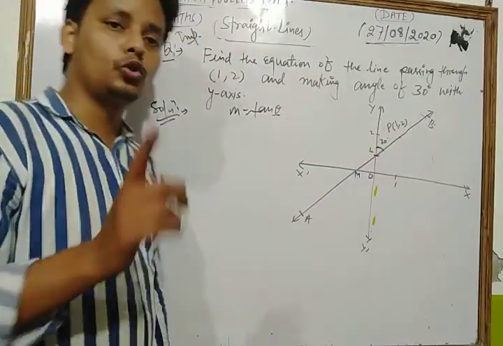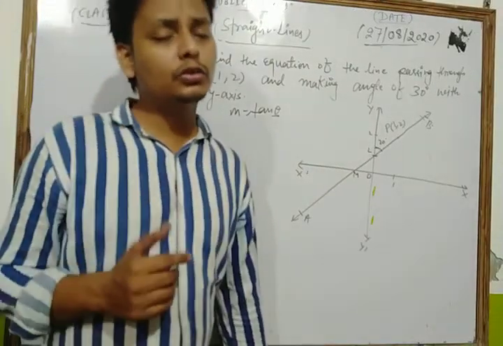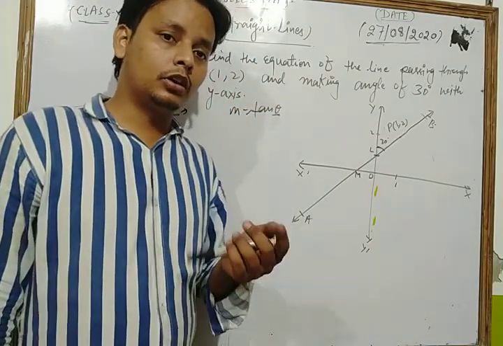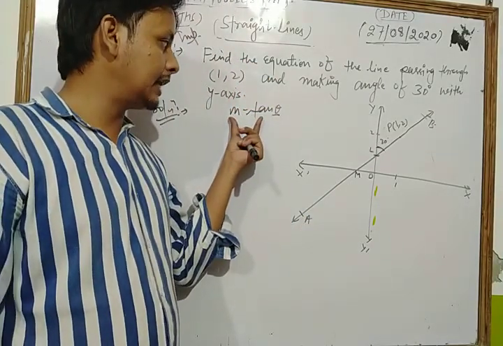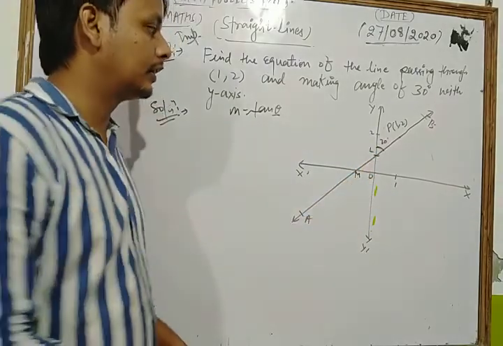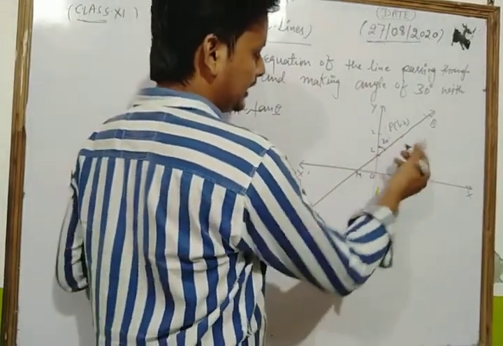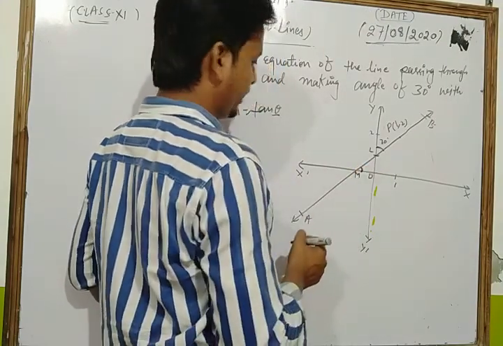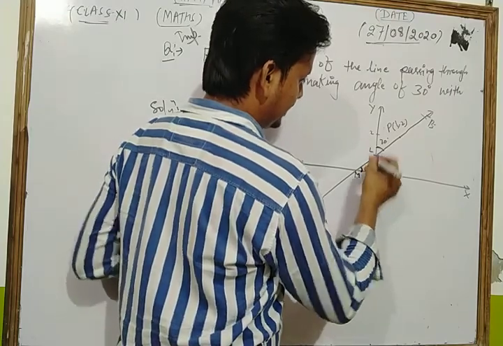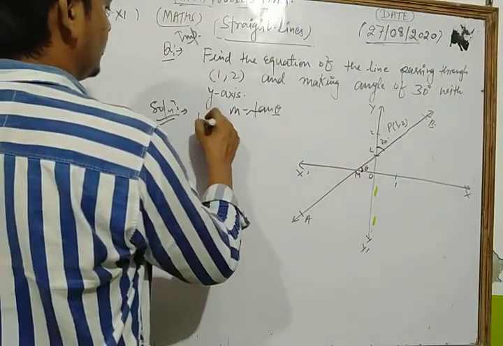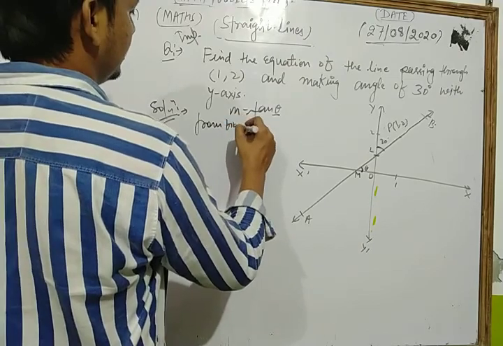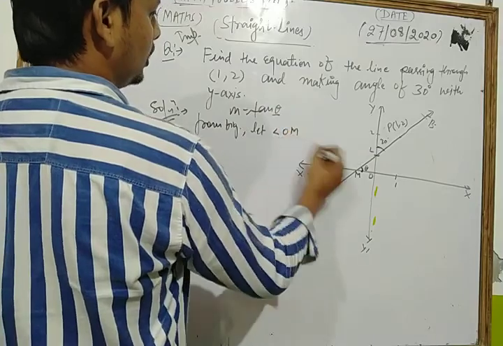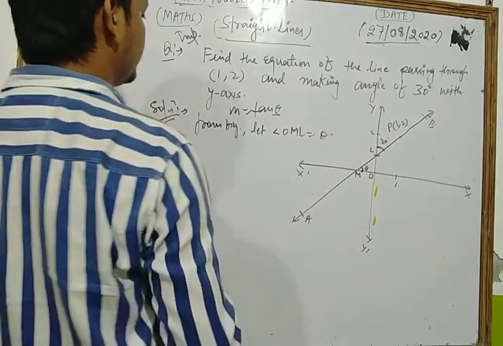Now if we apply the equation of a line in point slope form, we need the value of m, and here we apply m is equal to tan theta, but theta is the angle made by the line with the x axis. First of all we find that angle. Let that angle be theta. Now from the figure, let angle OML be equal to theta.